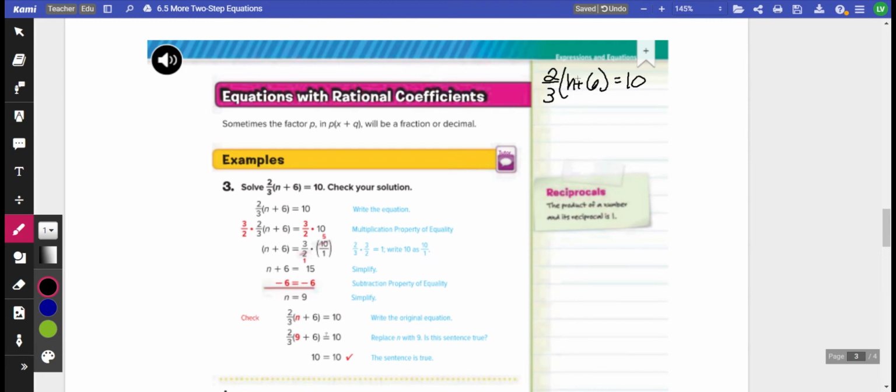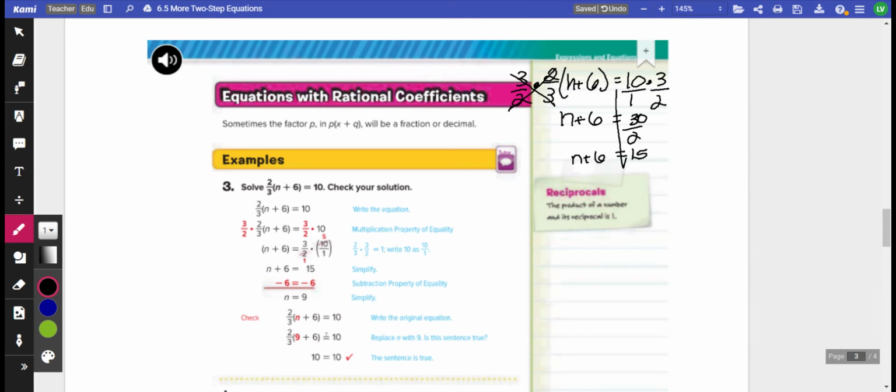I'm going to start by getting my fraction to equal 1, which means I need to multiply by my reciprocal. And whatever I do to the left side of my equation, I'm going to do to the right. You will notice I extended the equal sign now. When you multiply by the reciprocal, your fraction multiplies to 1, and you're left with n plus 6. And that equals, well, on the right side, 10 times 3 is 30, divided by 2, which is 15. So n plus 6 equals 15.